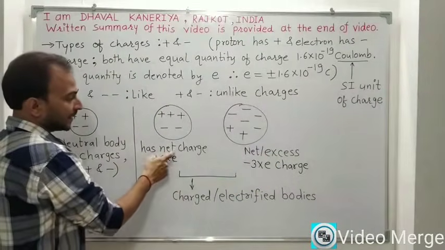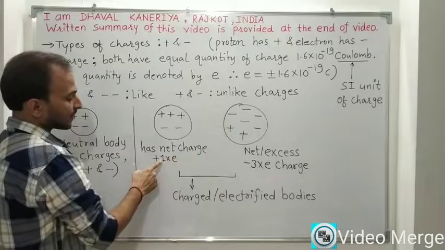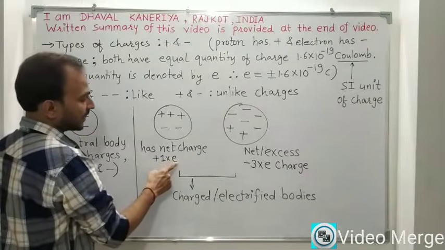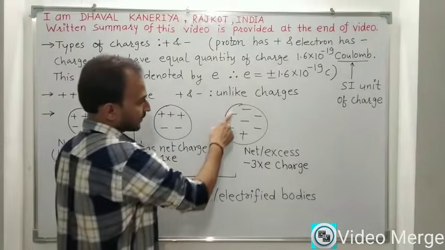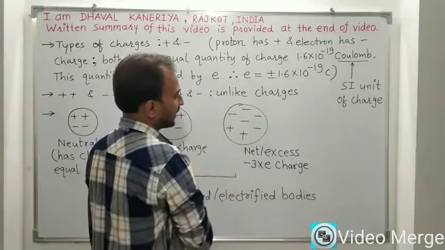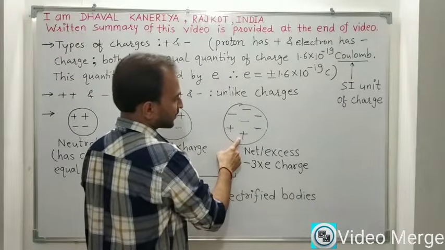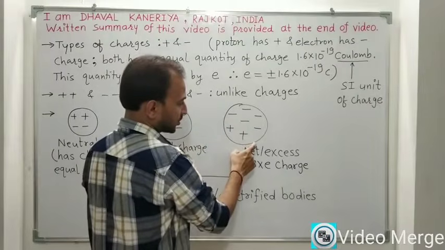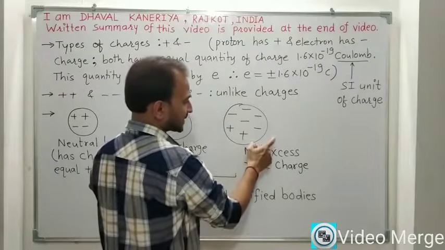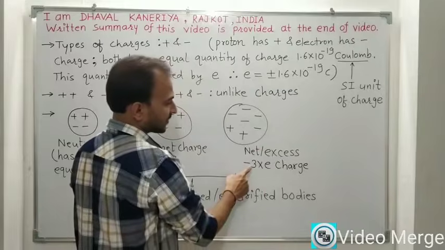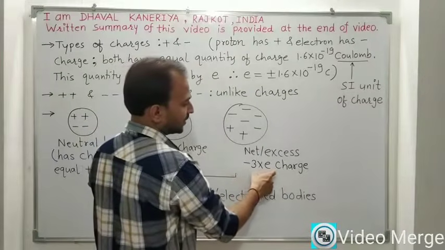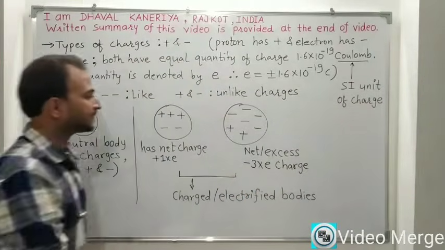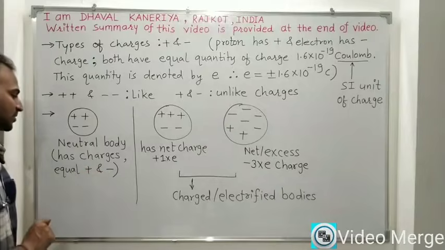It has net charge. How much? Plus 1 times e. Now, 1, 2, 3, 4, 5, 5 negative, 1, 2 positive. So it has 3 extra negative charges. So the net charge or the excess charge or extra charge is minus 3 into e charge. So this is difference between charge and net charge.